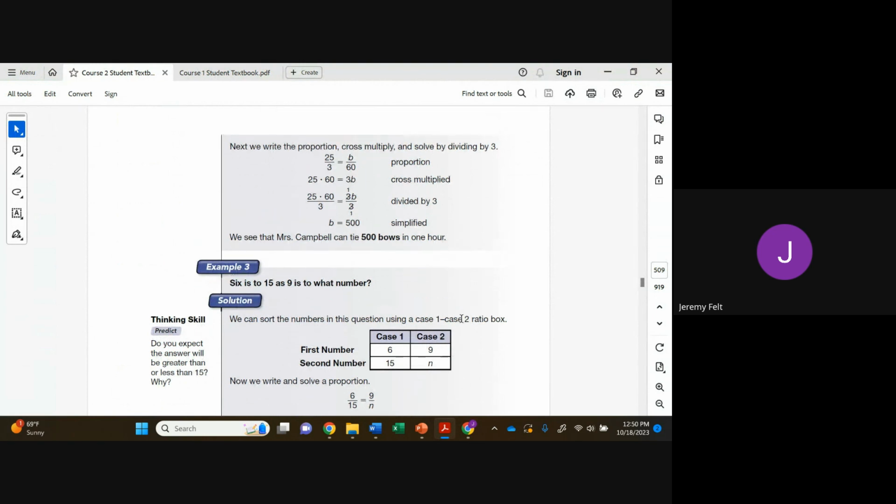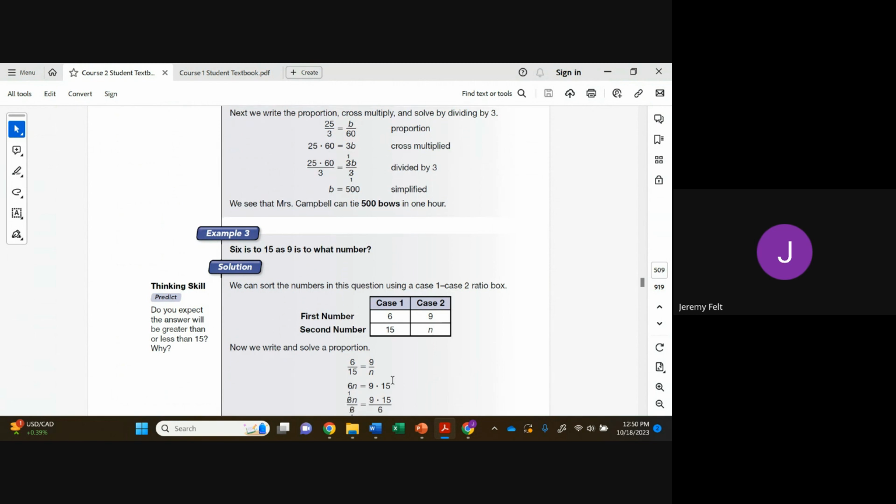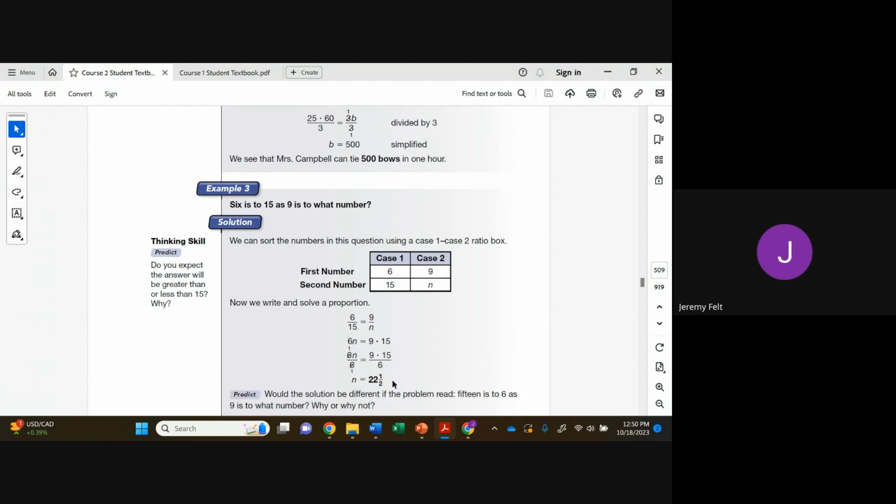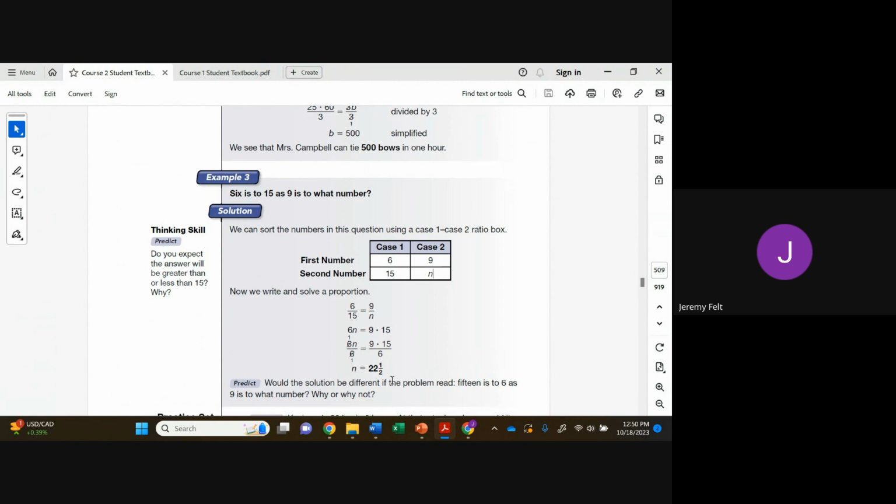Another way we can look at this is we have problems like this. 6 is to 15 as 9 is to what number? It sounds confusing, but all we're saying is our ratio, or our fraction that we're going to set up, 6 to 15. 6 is to 15 as 9 is to what number? So the 6 and the 9 are going to be in the same row, the 15 and the X or the N, or whatever you're using, is going to be in the bottom row. Then we set them up, make sure they're aligned correctly, and we cross multiply and divide. So we get 6n equals 9 times 15. Then we divide by 6 and we end up with 22.5, or 22 and a half.